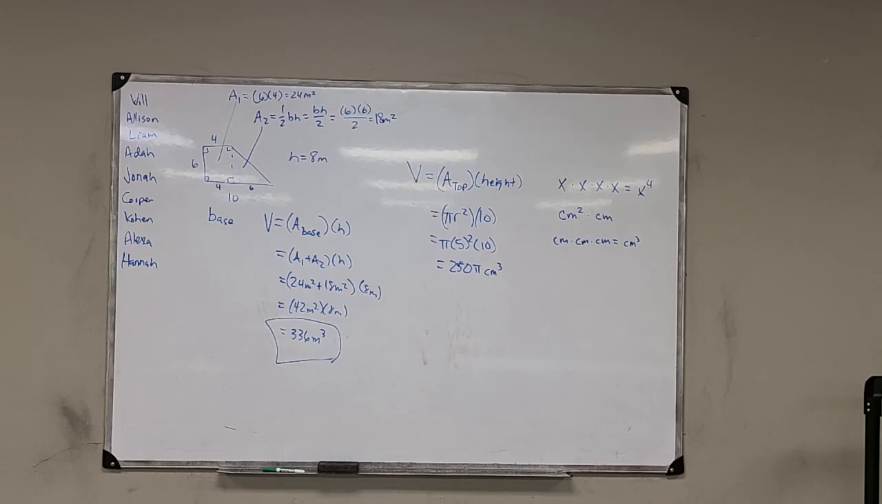Is that pretty simple? Isn't that easier than the surface area? Just take the area of the base and multiply it times the height they give you. Super simple. All right, any questions?